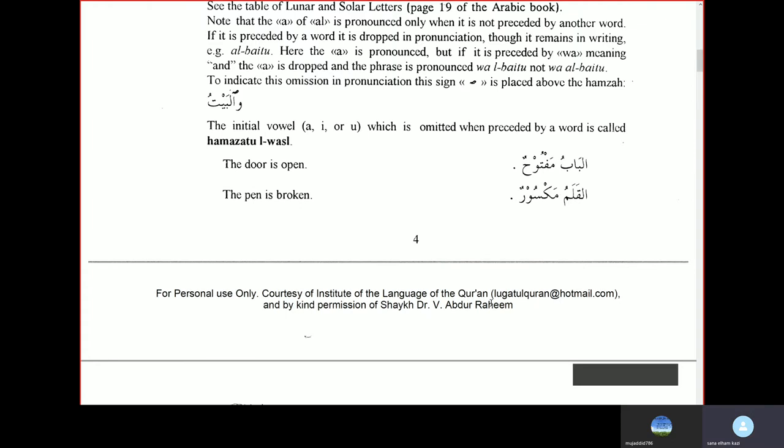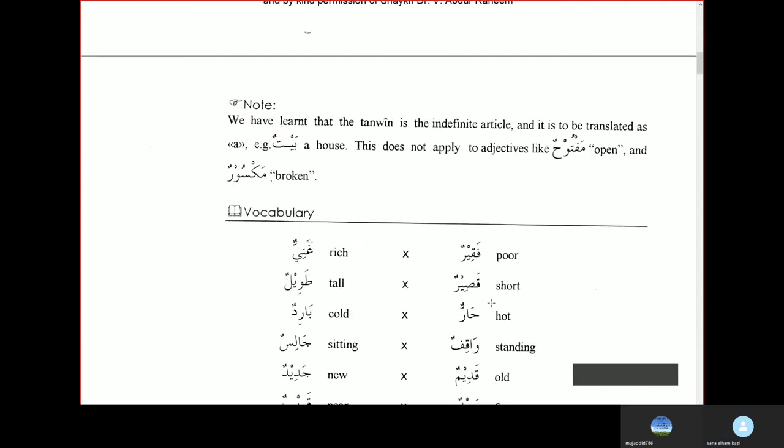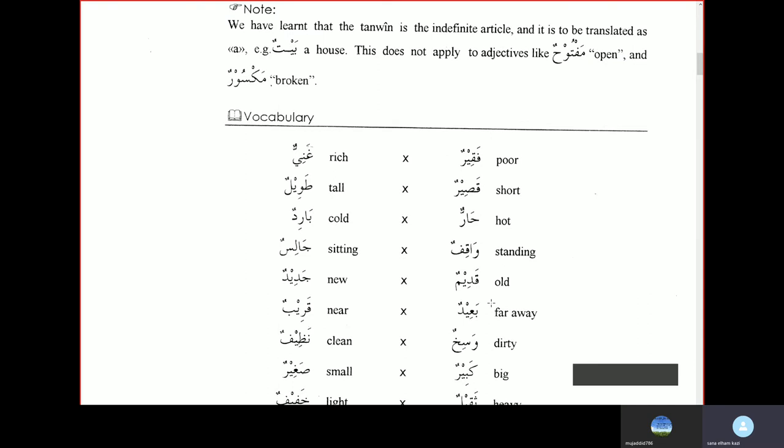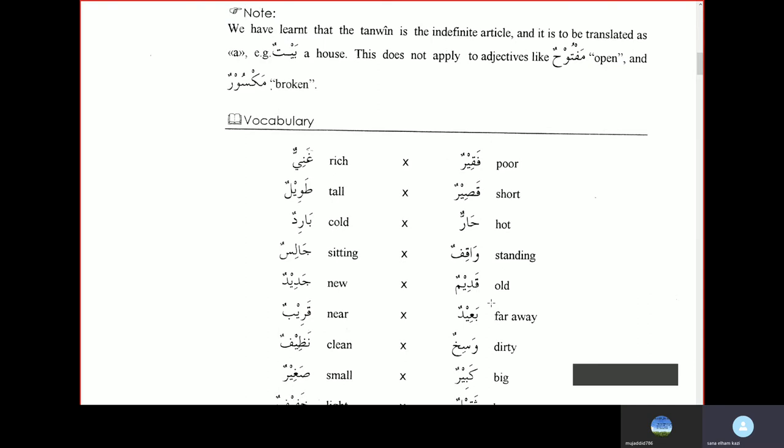Al-babu maftuhun. The door is open. Al-qalamu maksurun. The pen is broken. We have learned that the tanween is the indefinite article and it is to be translated as, for example, baytun, a house. This does not apply to adjectives like maftuhun, open, and maksurun, broken.